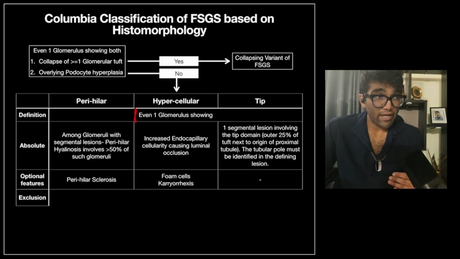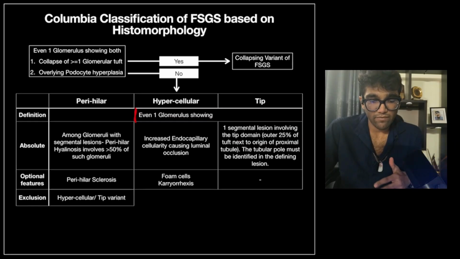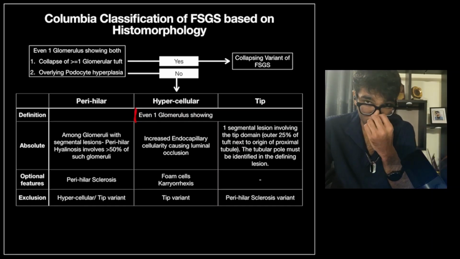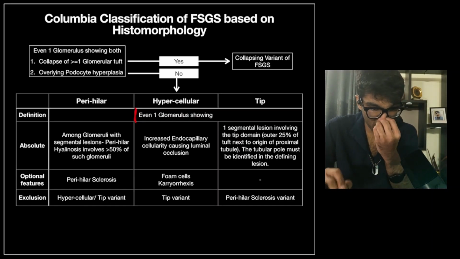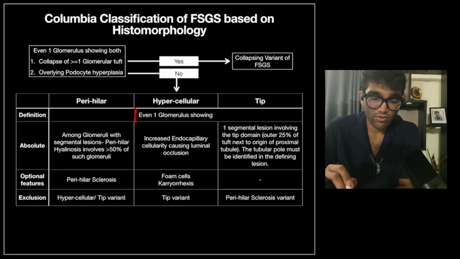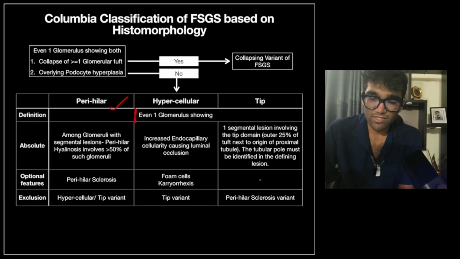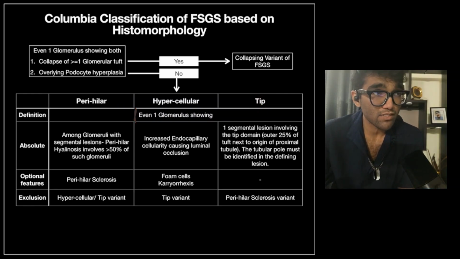Now, you cannot have a perihilar variant if there is either a hypercellular variant or a tip variant, and we'll see why that is the case just subsequently. You cannot have a hypercellular variant if there is a tip variant, and you cannot have a tip variant if there is perihilar sclerosis. So the thing is, perihilar sclerosis is not enough to diagnose the perihilar variant. You need hyalinosis, but if there is sclerosis, it cannot be the tip variant. Okay, and you'll understand why this is, mechanistically, and why this becomes relevant just now.